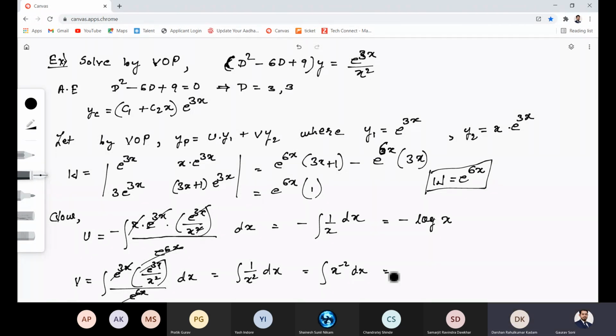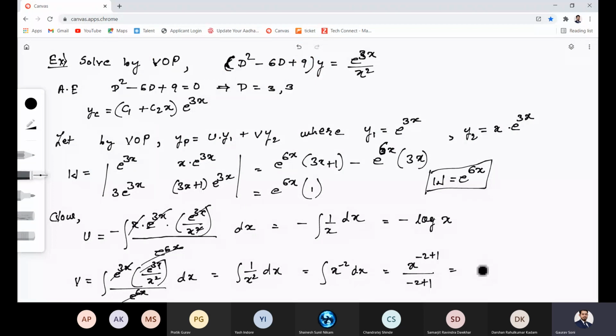Have you downloaded the list for integrations, formulas of integration and derivatives? If not, do it today so that you won't get confused. What you are telling me is actually the derivative. We are not finding out the derivative. For integration, the formula is x raised to minus 2 plus 1 upon minus 2 plus 1. So that is going to be minus 1 by x.